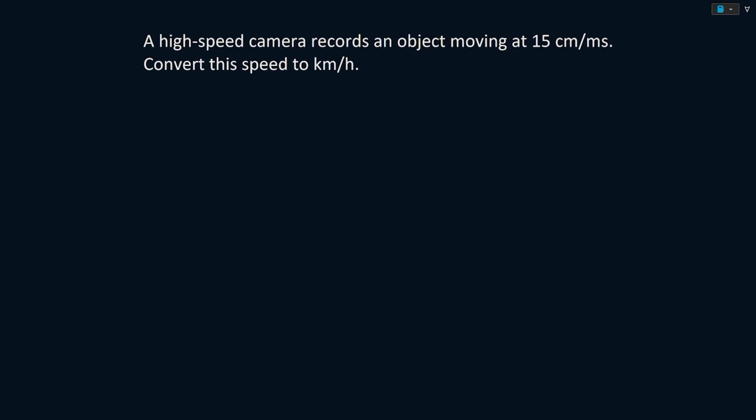A high-speed camera records an object moving at 15 centimeters per millisecond. Convert this speed to kilometers an hour. We were given 15 centimeters per millisecond, and we want to convert to kilometers an hour.